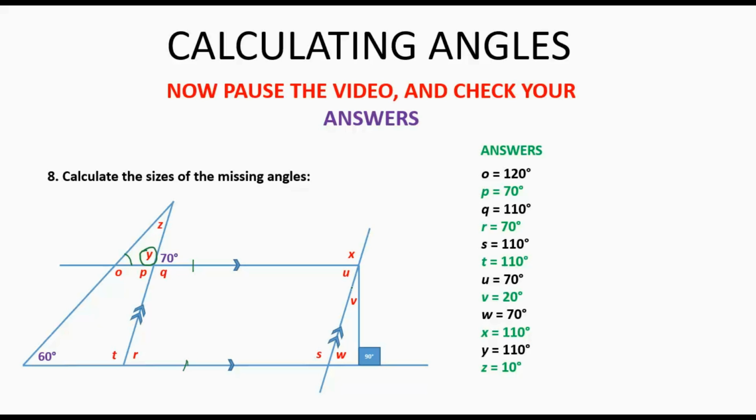U and X again are supplementary. They're lying on one line, 180-degree line. If you have found S, you can find W. That angle we know is 90 degrees because this one is 90 degrees. So W plus 90 plus V will give me 180 degrees.